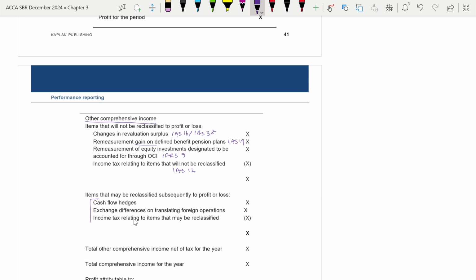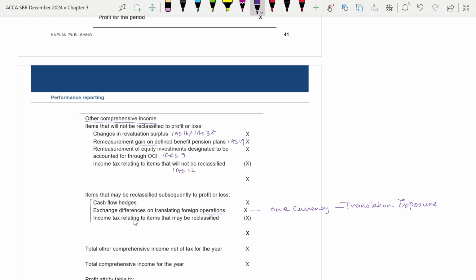Exchange differences in translating foreign operations. If you have a foreign operation, then we have to consolidate it into one currency. We have to consolidate into one currency, translation exposure. We'll come across something called translation exposure.